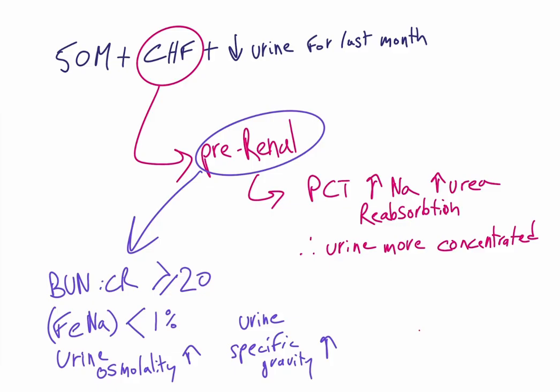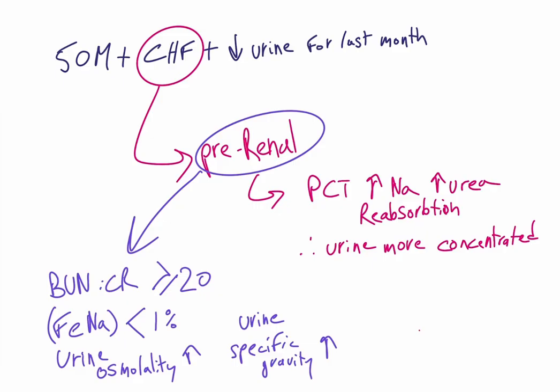So the key labs in pre-renal azotemia is a BUN creatinine ratio of greater than or equal to 20. Now your FeNA, your fractional excretion of sodium, will be less than 1%. You will have a high urine osmolality and high specific gravity. This is what is responsible for the concentrated urine.